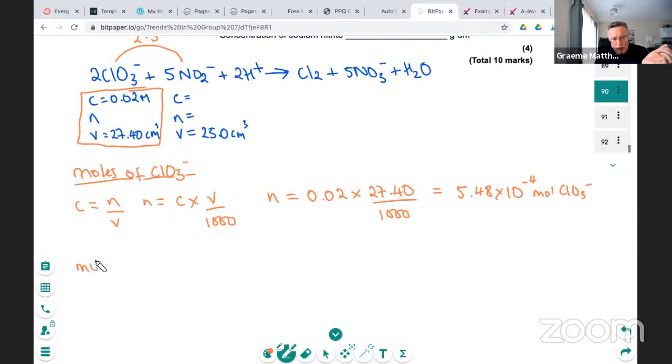So moles in Syracuse orange of nitrite, NO2 minus, is going to be... concentration is, no, hold on, don't concentration, hold on. It's the ratio. Right, it's going to be 5.48 times 10 to the minus 4. And again, chemists, I'm old school.